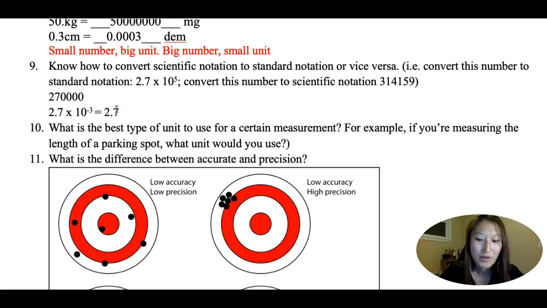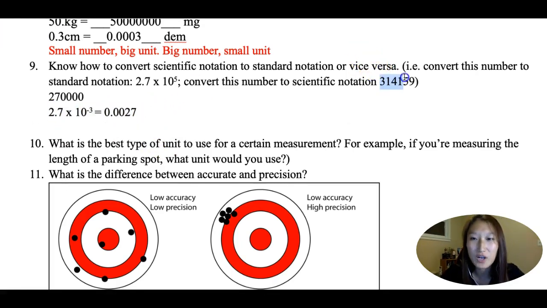3 times, right? 1, 2, 3, right? And then we add the zeros. We replace this one with a 0. We get rid of this one completely. 1, 2, 3, there we go. So we made our decimal jump 3 times to the left, and what you have is 0.0027, right? So this is 2.7 times 10 to the negative 3.